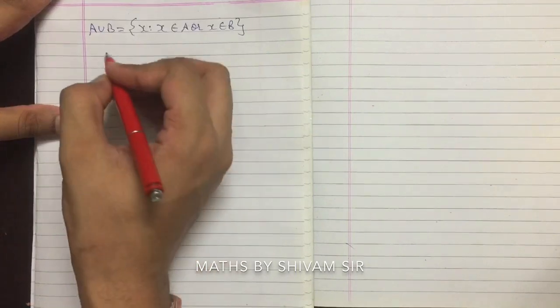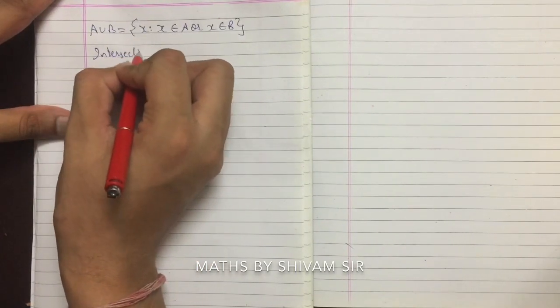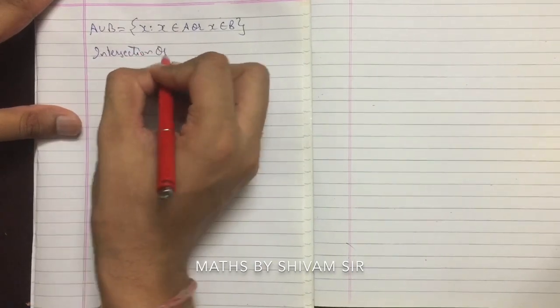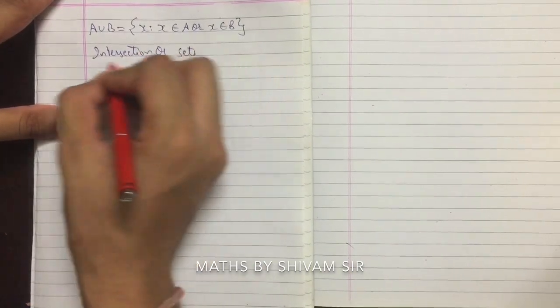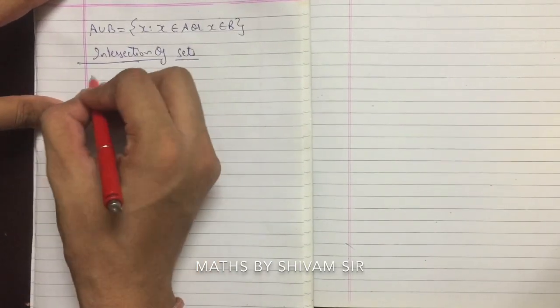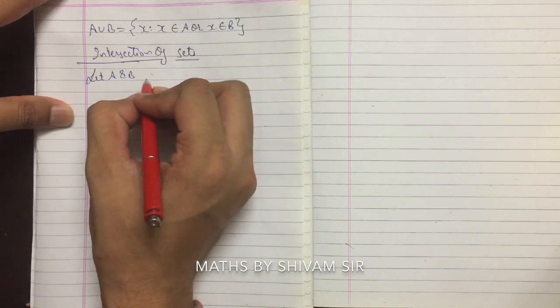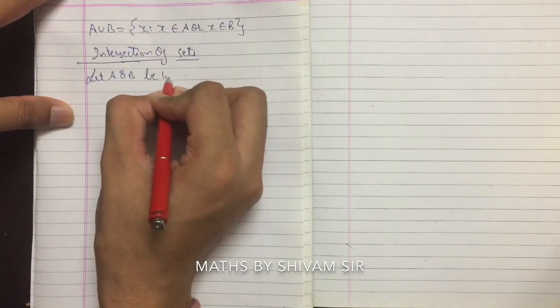So now let's talk about intersection of sets. Now the definition again: let A and B be two sets.